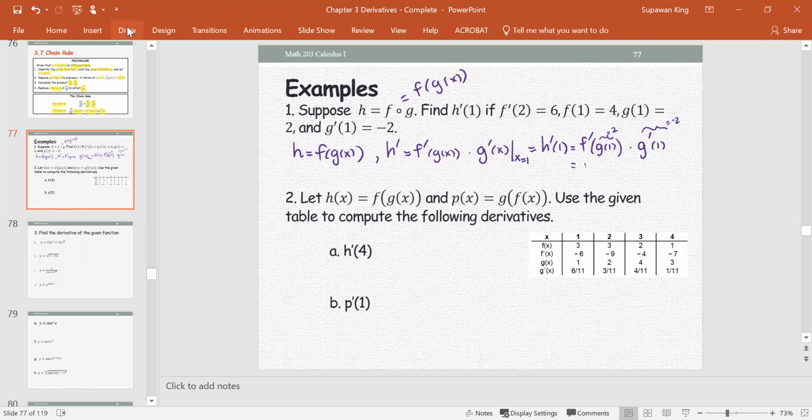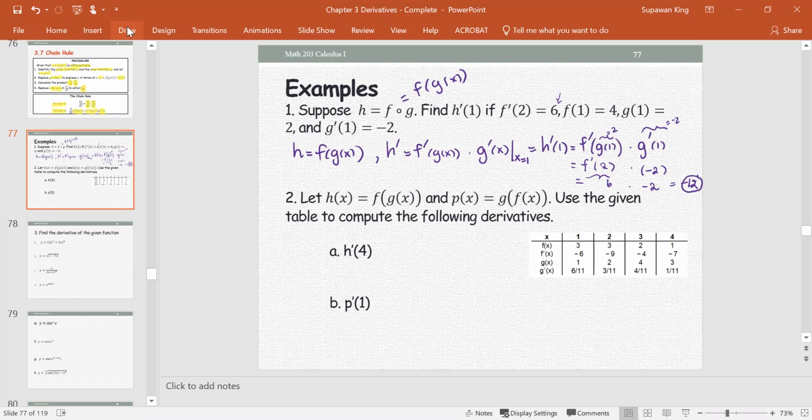So in the next step, we have f prime at the input 2 multiplied by the value of g prime at 1, which is negative 2. F prime at 2 is given by the value 6. Therefore, h prime at 1 is 6 multiplied by negative 2, or negative 12.